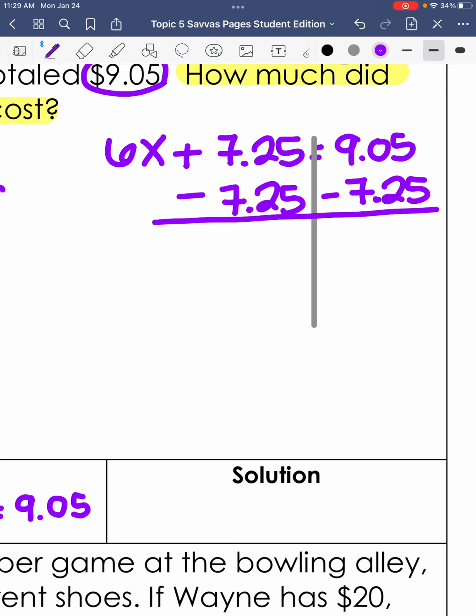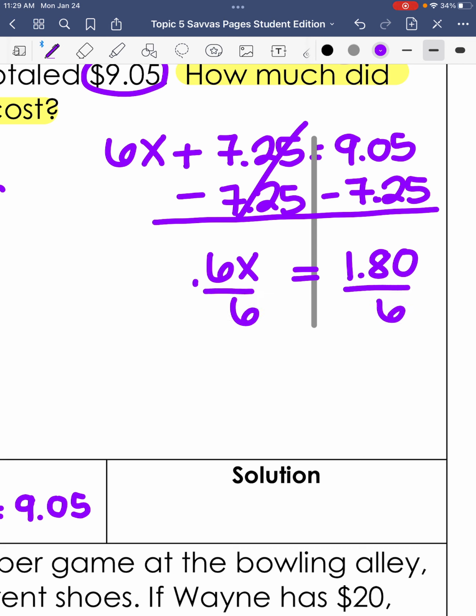So on the side with the x, 7.25 cancels out. 6x is by itself, so I'm going to bring that down. Now on the other side, I have $9.05 minus $7.25. And when I subtract, I get $1.80. Now to get x by itself, I'm going to divide by 6, and I do that on both sides. So x equals, and if I put this into my calculator, 1.80 divided by 6, I get 0.3.